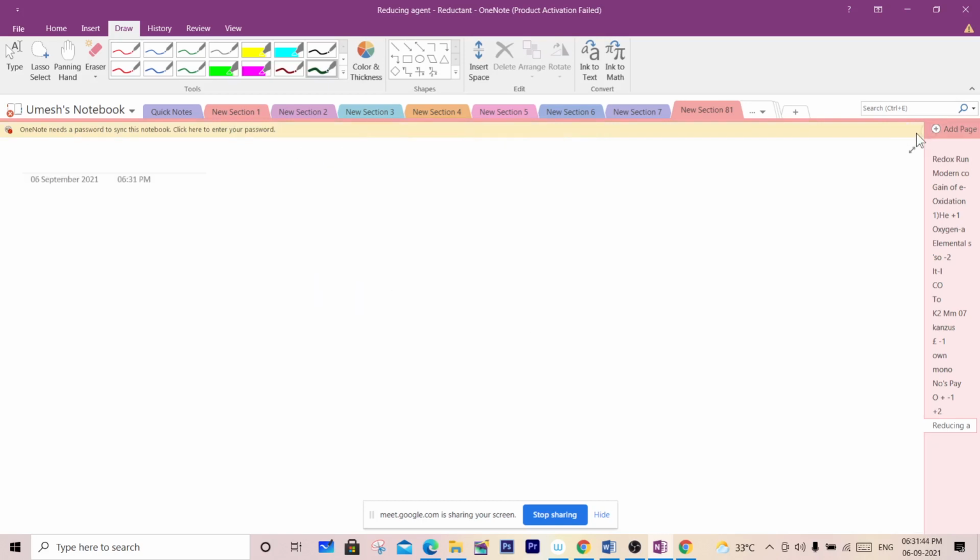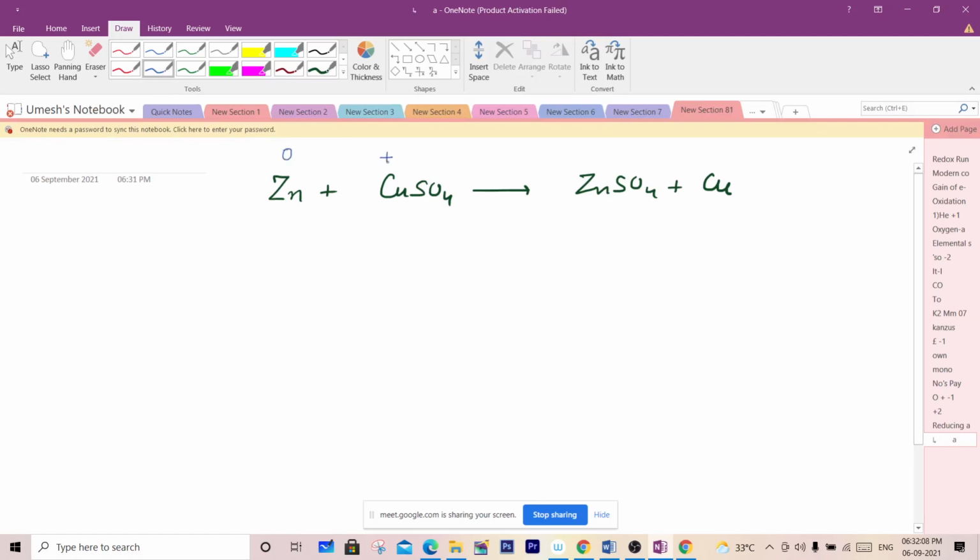Next point. Now, zinc plus copper sulfate to give zinc sulfate plus copper. Here I have a reaction. In this reaction, the oxidation number of zinc is 0 because it's in its elemental state. Copper is plus 2, zinc is plus 2, copper is 0 here. Okay.